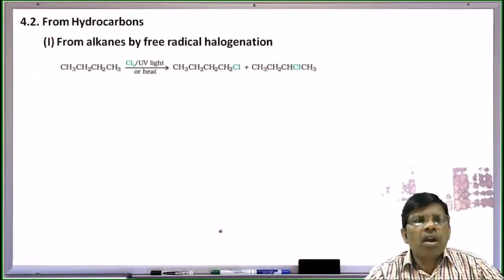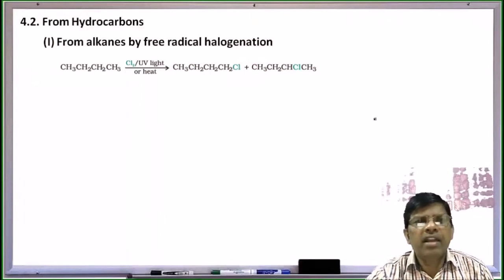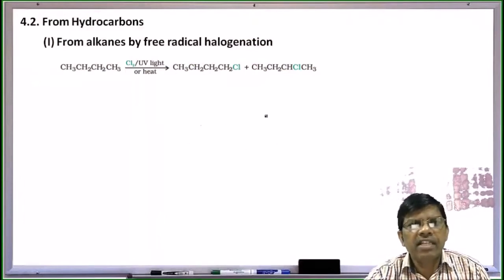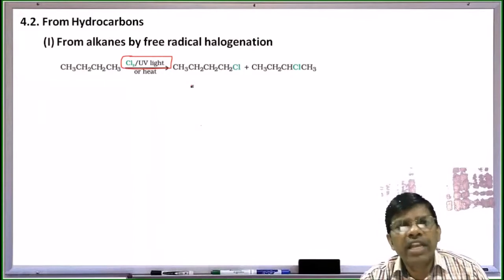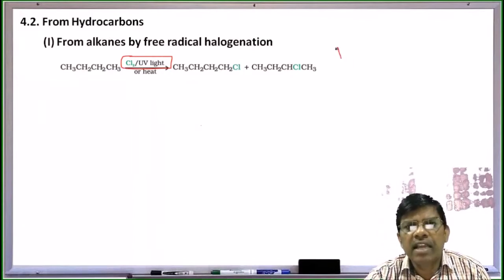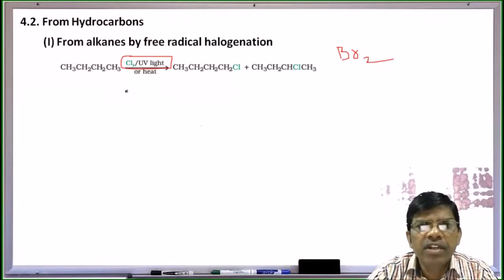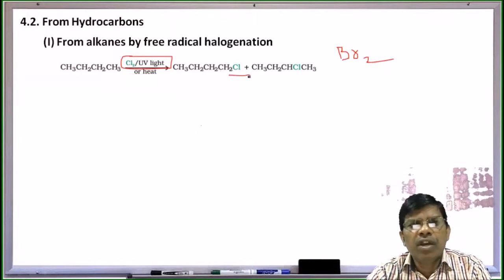Next, from alkanes by free radical halogenation. During the alkanes chapter, we have learned that free radical halogenation can be done in the presence of chlorine and UV light. This concept is very important, students. So chlorination can be done using UV light. However, bromination is sluggish, and iodination you are not supposed to do with this method. It is going to give a mixture of compounds, for example 1-chlorobutane and 2-chlorobutane, like this.